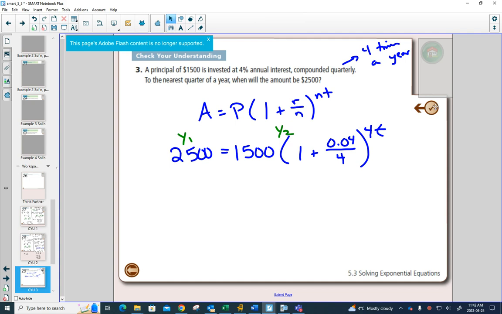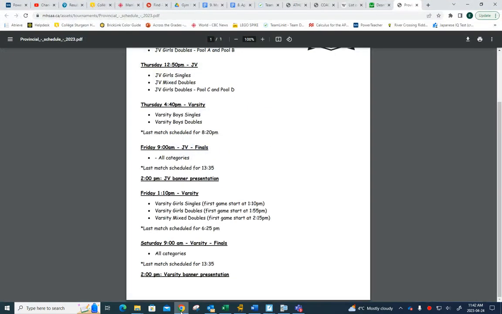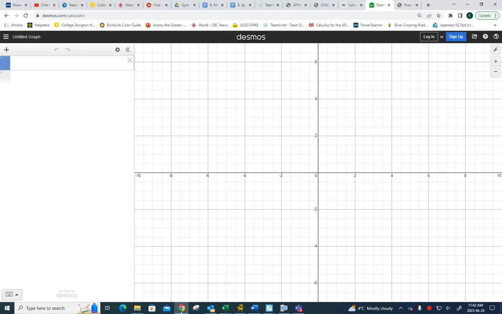We're going to put one equation into y1, one equation into y2, or in Desmos, we'll write y equals 2,500 for one equation, and y equals 1,500, times (1 plus 0.04 divided by 4) to the exponent of 4x. Now, it should make sense to you that you don't see anything on your graph, because y equals 2,500 is a horizontal line at 2,500.